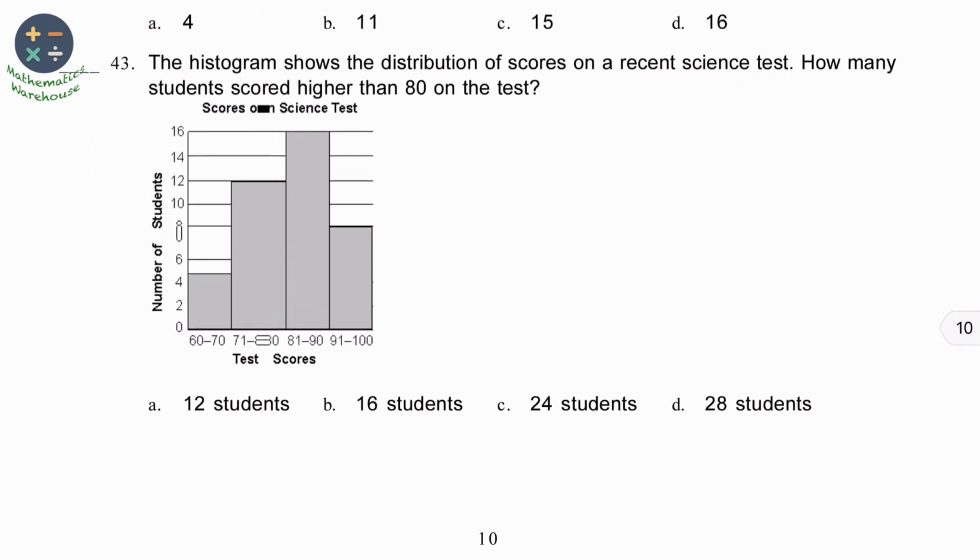Next question. The histogram shows the distribution of scores on a recent science test. How many students scored higher than 80? Higher than 80 from here. So we have here 16 and we have here 8. So 16 plus 8 equals 24. The answer is C.